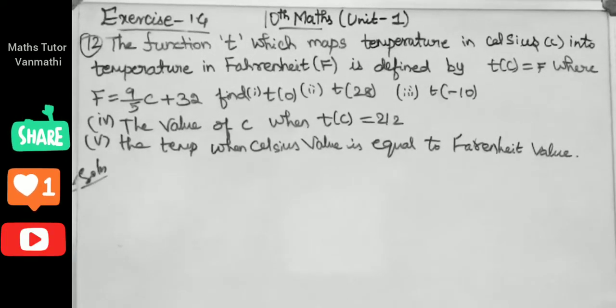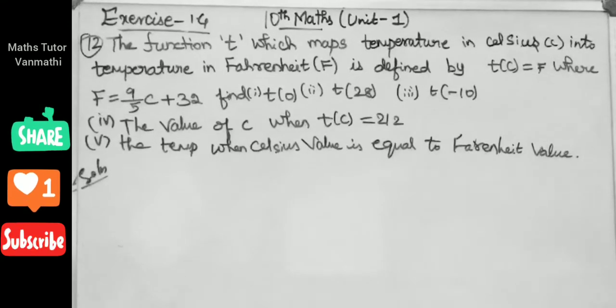Exercise 1.4, 12th problem. This is your last problem in this exercise. The function t, which maps temperature in Celsius C into temperature in Fahrenheit F, is defined by t of c equal to F, where F is equal to 9 by 5 c plus 32. We are going to find t of 0, t of 28, t of minus 10, the value of c when t of c equal to 212, and the temperature when the Celsius value is equal to the Fahrenheit value.